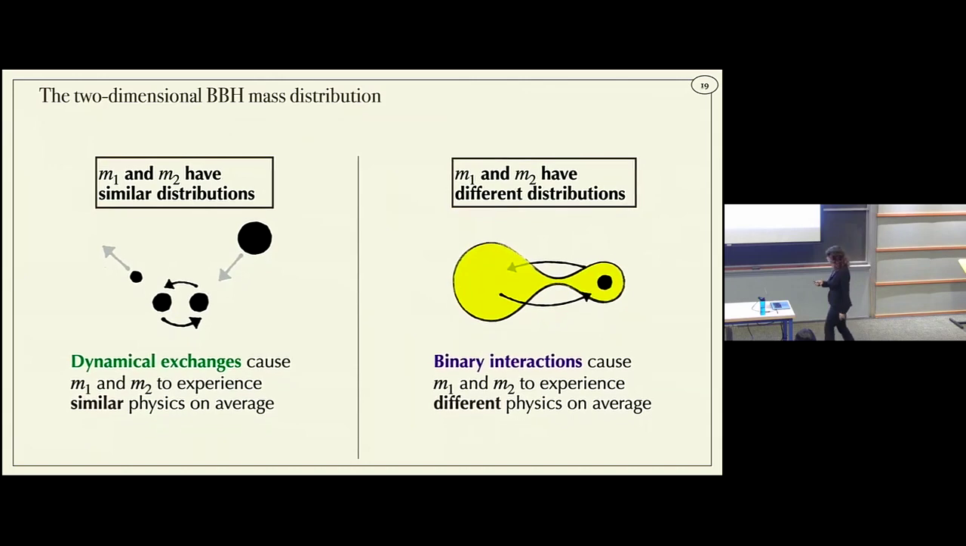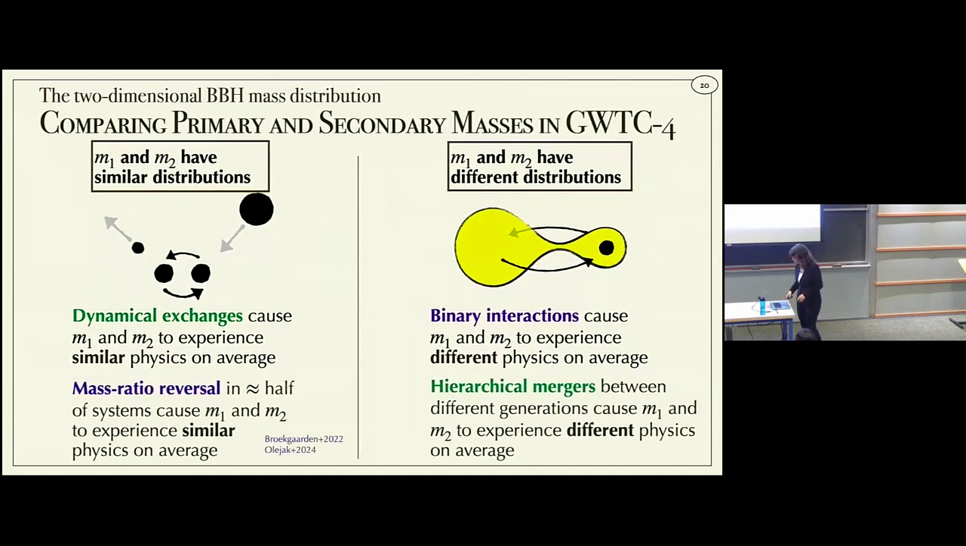But this, I would say, is where we are now. I didn't get to talk about mass ratio reversal at all, but I think there's been a lot of really good theoretical work on mass ratio reversal showing that it's prevalent in a lot of systems, and that can average out the binary interactions that would have caused differing primary and secondary mass distributions, so that might be what's happening here. I had heard of mass ratio reversal before, but I thought that was a small effect. But okay, maybe it's not a small effect.